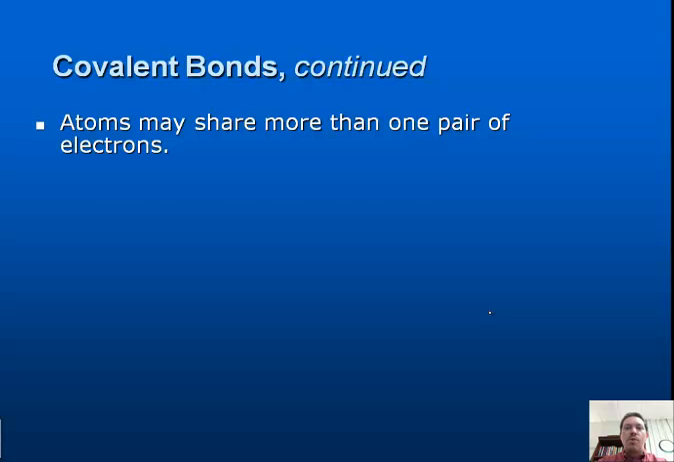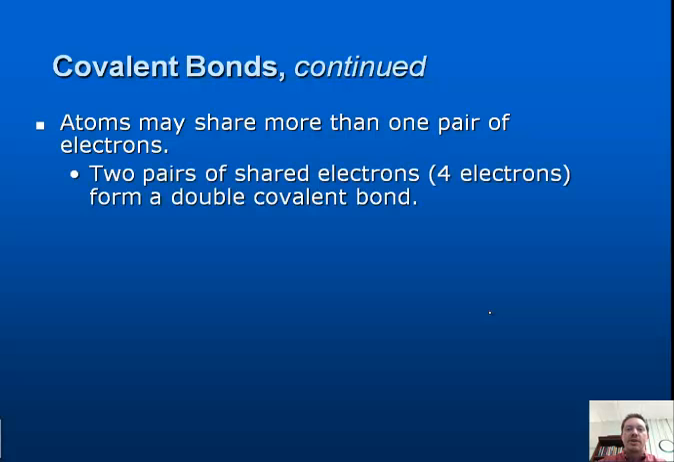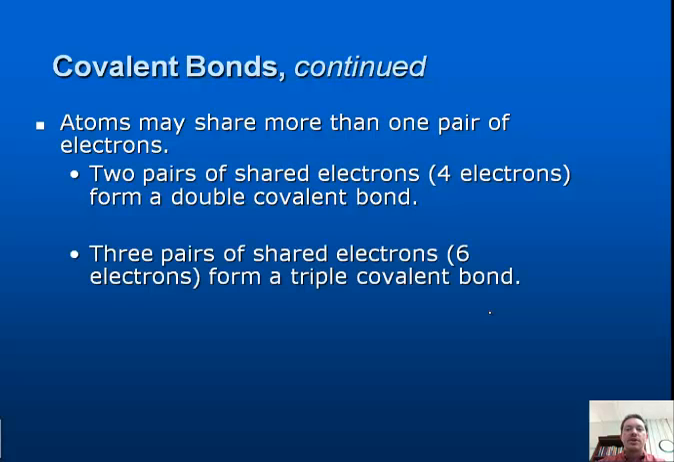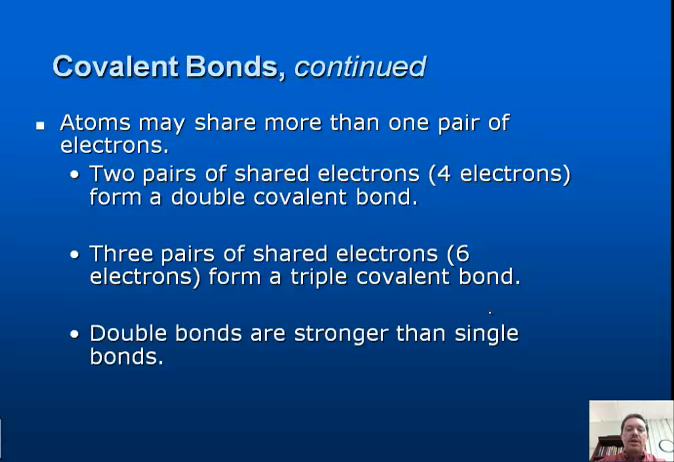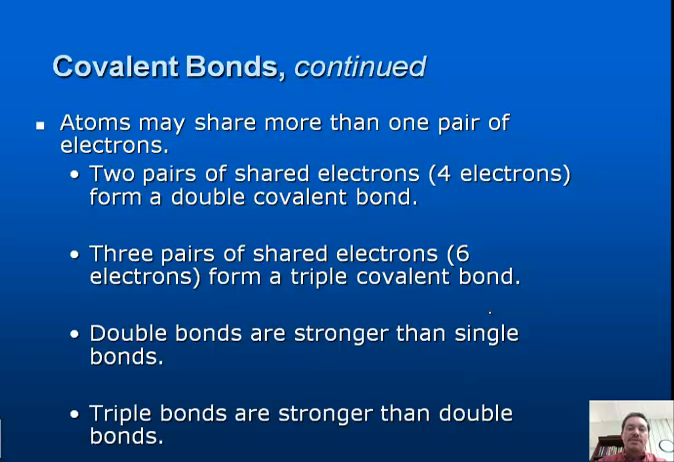All right, atoms may share more than one pair of electrons. 2 pairs of shared electrons, or 4 electrons, form a double covalent bond. 3 pairs of shared electrons, or 6 electrons, form a triple covalent bond. And double bonds are stronger than single bonds. Triple bonds are stronger than double bonds. And we can represent these double bonds, like for example, oxygen bonded to itself. So an O2 molecule would be represented as this. So these 2 lines represent 4 electrons, or a double bond.